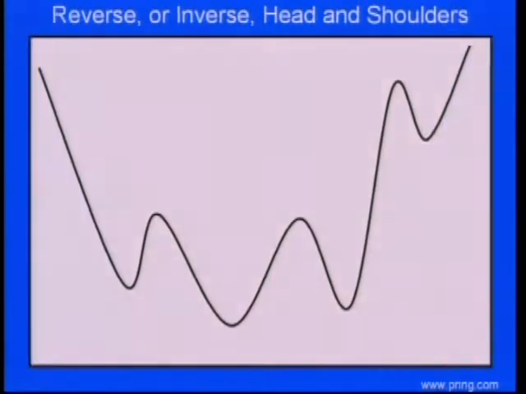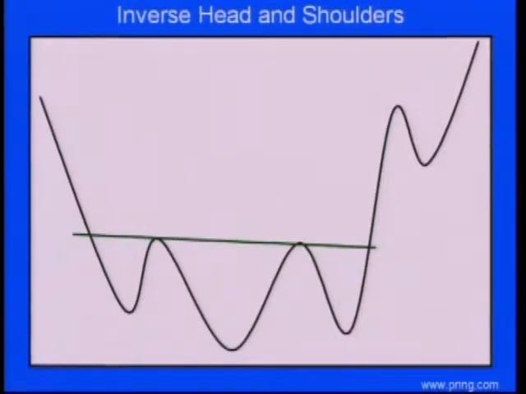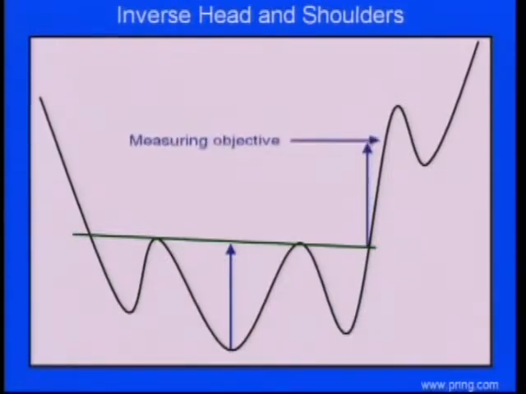Head and shoulders also occur at market bottoms, in which case they're called reverse or inverse head and shoulders. But the principle is the same. With the head and shoulders, we had the final rally separated by two smaller rallies. With the reverse head and shoulders, we have the final low separated by two higher lows. There's the left shoulder, there's the head, the right shoulder, and then we have the neckline. And the measuring implications are very similar. We take the depth of the pattern and project it up. So there's the depth of the pattern, project that up, and that becomes our minimum ultimate upside objective.